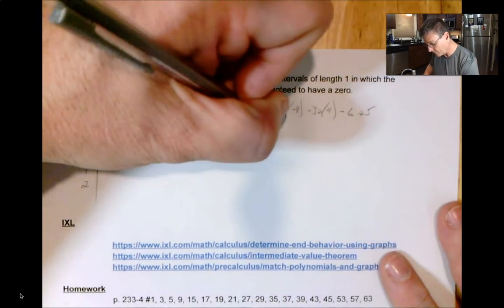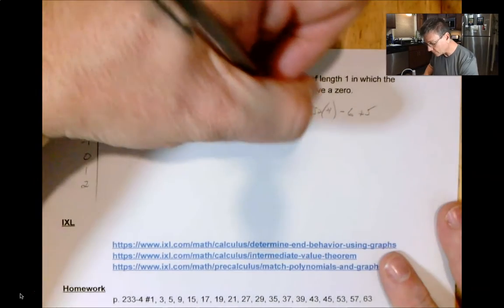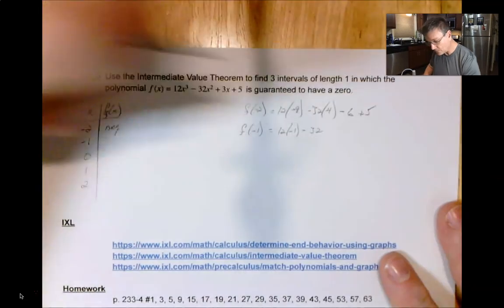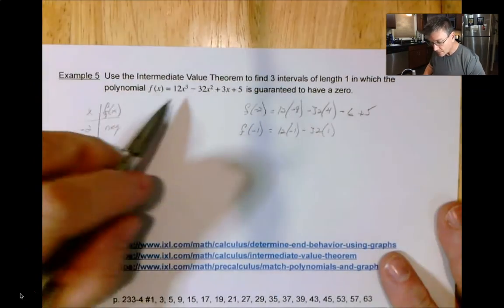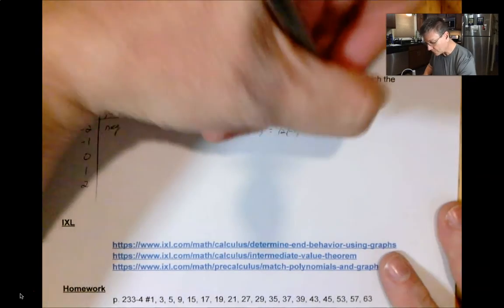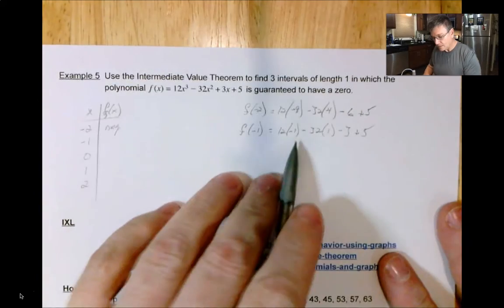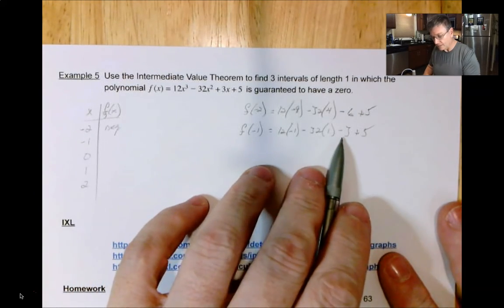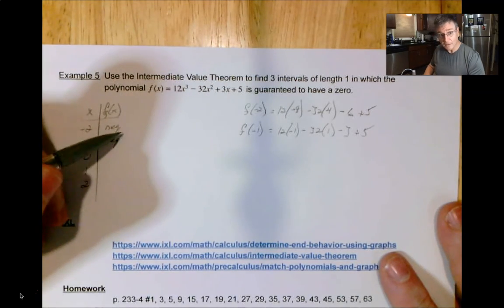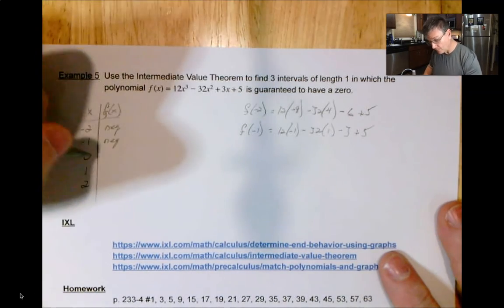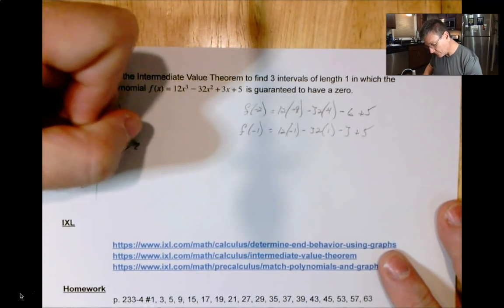Okay, so f of -1, 12 times -1, minus 32 times +1, minus 3 plus 5, -12, -32, minus 3, it's negative again. No 0. Okay, f of 0 is 5. Just found a 0.